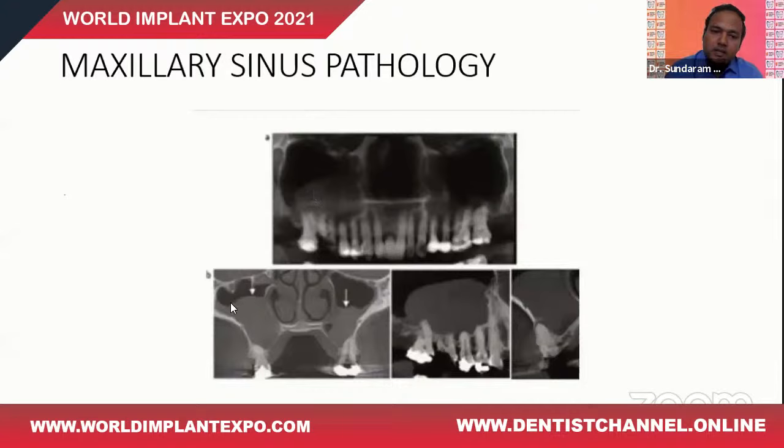As you can see, the sinus lining is really hyperplastic, it's really thickened, and the next question is, you need to know why this is happening. In this case, probably it is happening because of chronic infection from the infected tooth roots that are present over here.